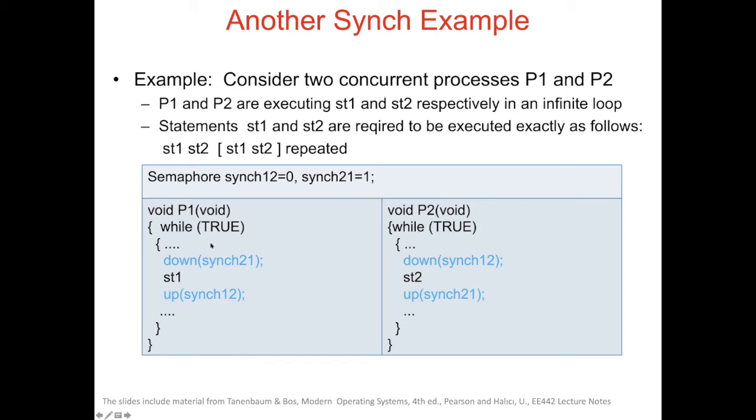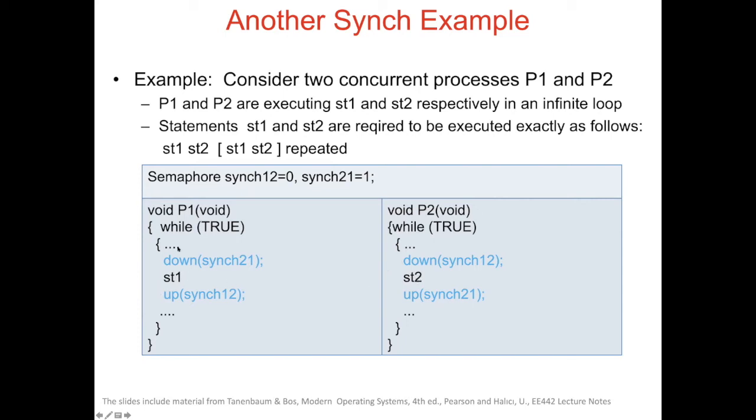Initially sync 2,1 is 1. If process 2 is faster, it will wait at this down statement because sync 1,2 is 0. When process P1 comes here, it decrements the value of sync 2,1 and executes statement 1. After that, the value of sync 1,2 is incremented by the up operation. And process 2 is then able to decrement the value of sync 1,2 by the down operation and executes statement 2.